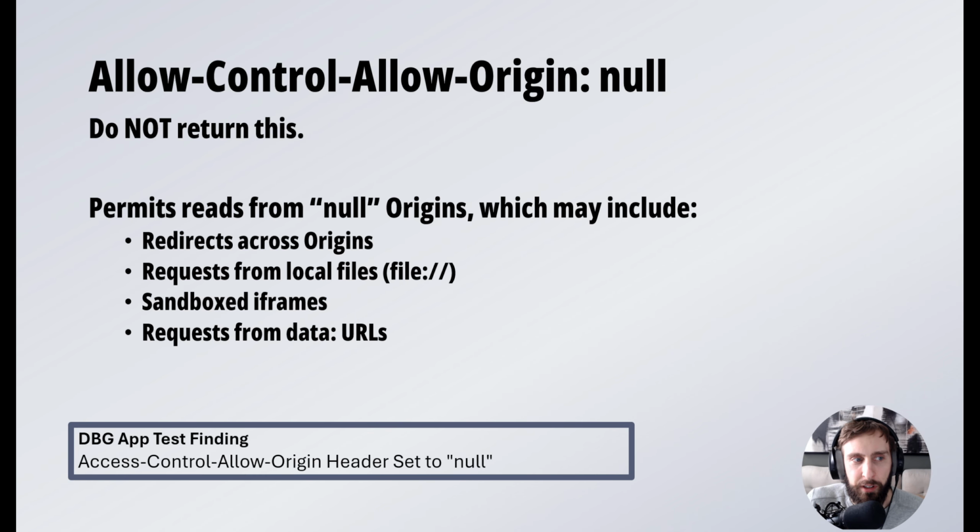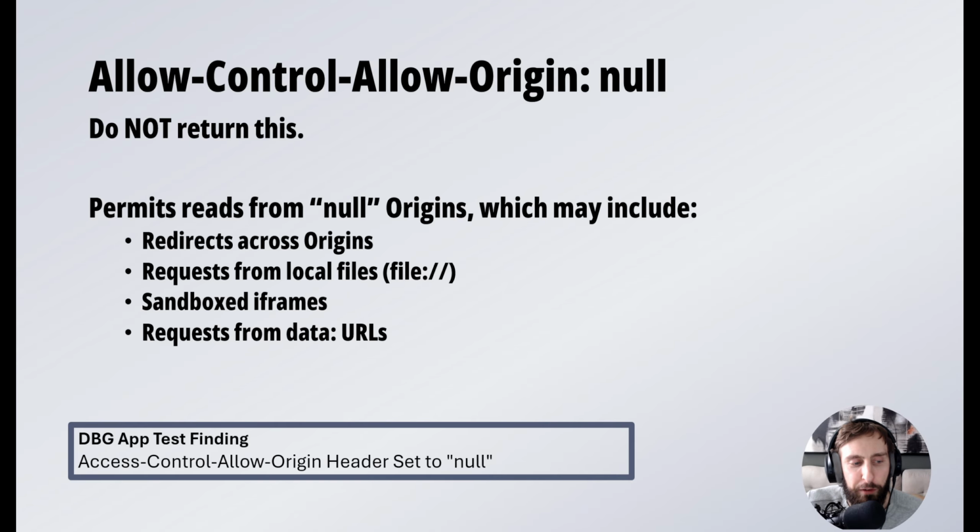So I also mentioned a possible value for access control allow origin. That value is null. If you're a developer, do not do this. Maybe there are very weird situations in which it applies, but it's probably a bad idea. Every guide you'll read recommends against it. There are certain origins that may be recognized as falling under null: redirections across origins, requests from local files, sandboxed iframes, requests from data URLs.